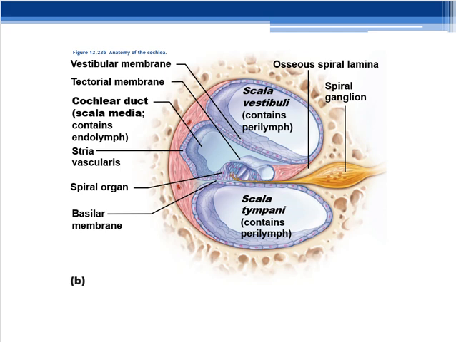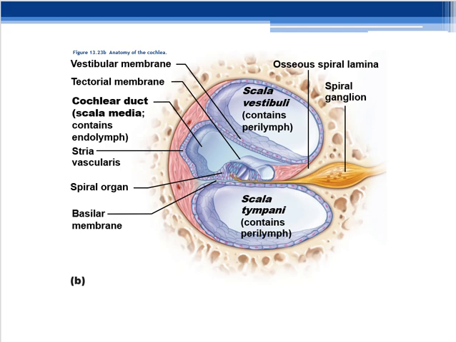In that cochlear structure, there's three little areas, and they're separated by membranes. The areas are the scala vestibuli, that's up top, a middle cochlear duct in the middle, and at the bottom a scala tympani. The top and bottom, scala vestibuli and scala tympani respectively, those areas contain perilymph, which is a fluid different than what we find in the middle cochlear duct, sometimes called the scala media, and that's going to contain endolymph.